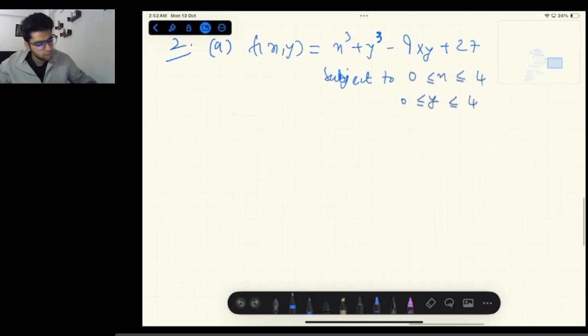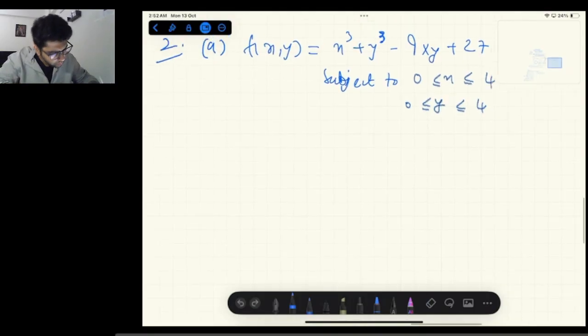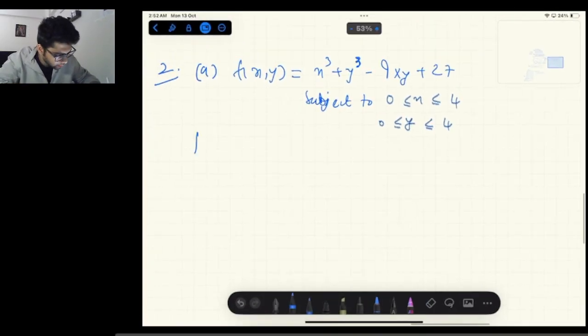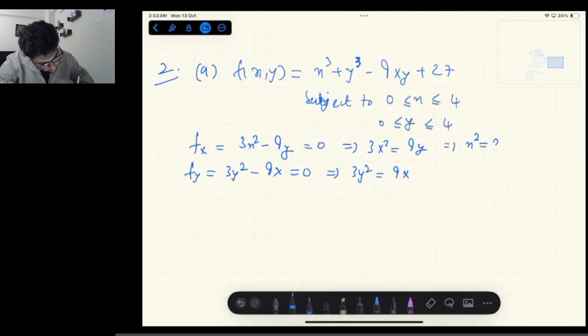So now let's find the interior stationary point first. So f_x, which is the first partial derivative of f with respect to x, gives me 3x square minus 9y, and f_y gives me 3y square minus 9x, set to 0. So this gives me 3x square is equal to 9y, and 3y square is equal to 9x, which is x square is equal to 3y, and y square is equal to 3x.